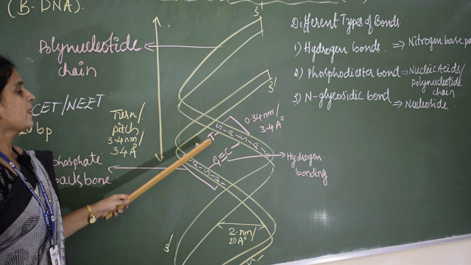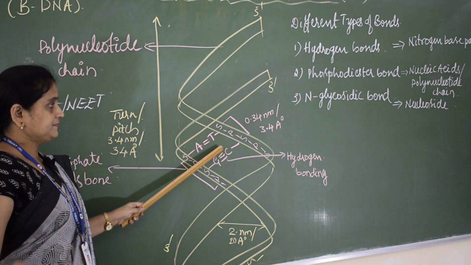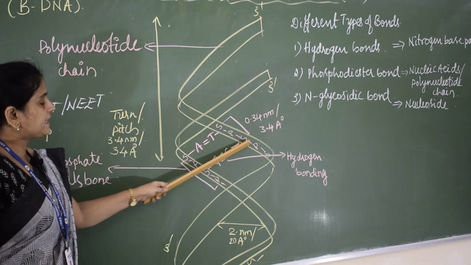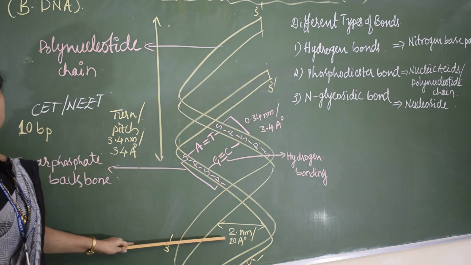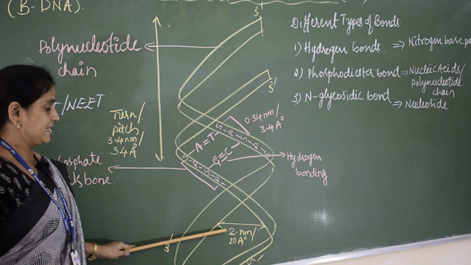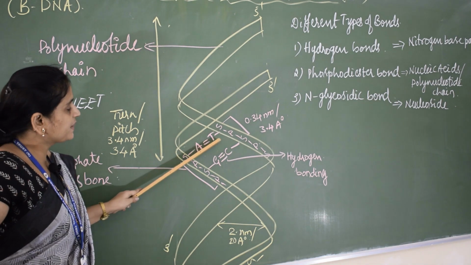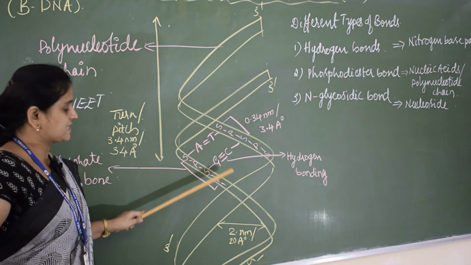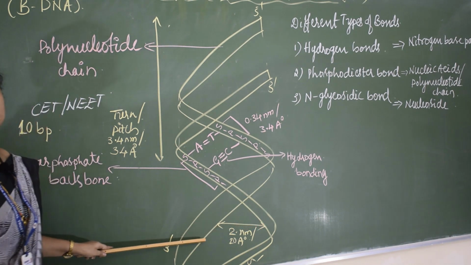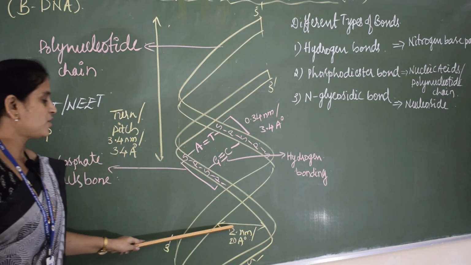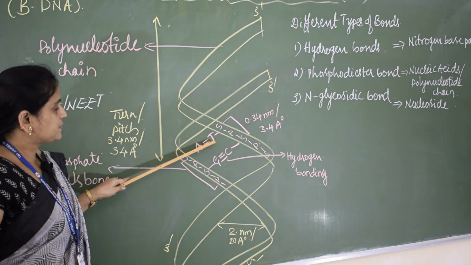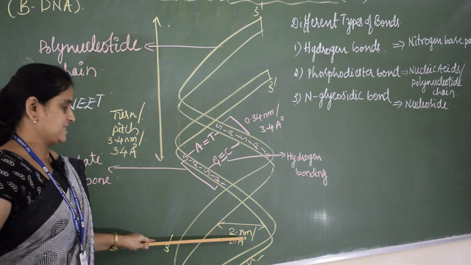Then one more question will be asked here, that is, why does the DNA have a uniform distance, or uniform diameter, or uniform thickness? Because of this complementary and specific base pairing mechanism, the DNA has a uniform diameter. So the uniform diameter of DNA is because of its specific and complementary base pairing.